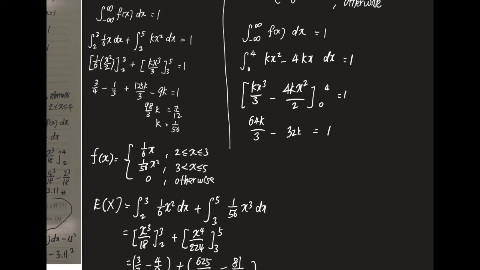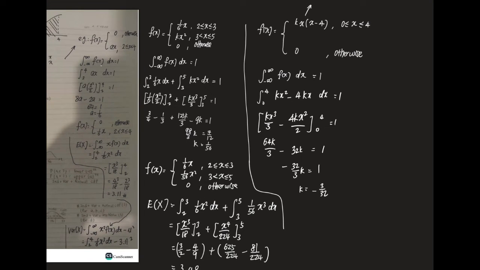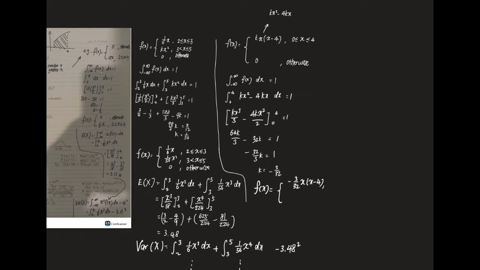Now 64 over 3 minus 32, I get negative 32 over 3 k equal to 1. Then I get k equal to negative 3 over 32. Once I get the value of k, now the function will look like this: f(x) equal to negative 3 over 32 x(x minus 4), the interval for x is 0 to 4, 0 otherwise.